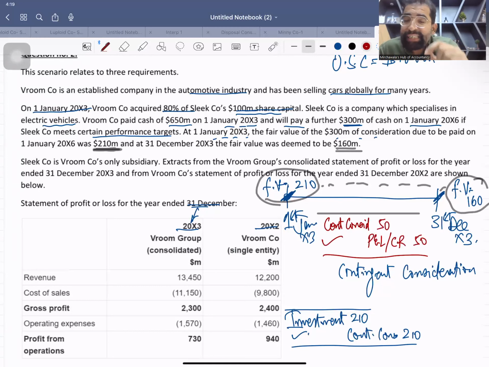Yes, in the comment section, this should be discussed. This should be discussed, but they didn't ask this second entry, okay? Even they didn't ask the first entry. I have made the first entry just for your knowledge.